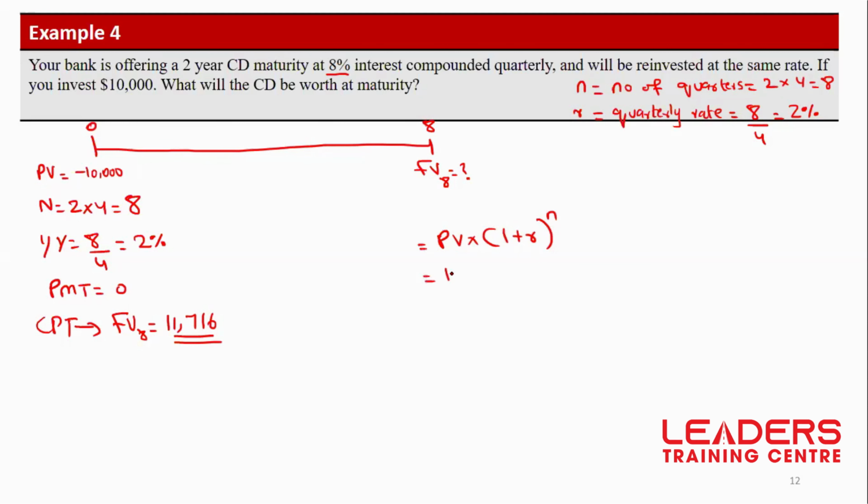All we would say is 10,000 times 1 plus 0.02. I've already divided this by 4, otherwise you could also press 0.08 divided by 4, to the power of the number of quarters. How many quarters are there? It's 8 quarters, and that should give us 11,716.